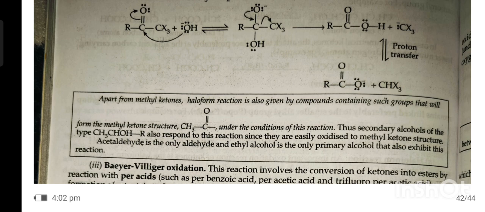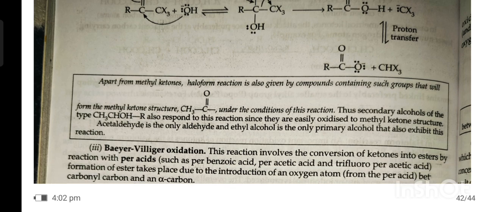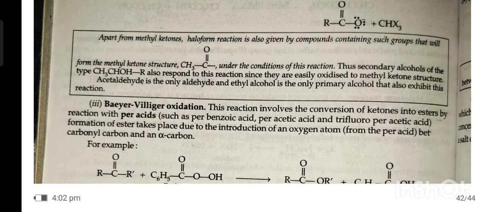Apart from methyl ketone, the haloform reaction is also given by compounds containing such a group that will form the methyl ketone structure. Under the condition of this reaction, secondary alcohols of the type CH3CH(OH)R are oxidized to methyl ketones. Ketones also respond to the reaction since they are easily oxidized to the methyl ketone structure. Acetaldehyde is the only aldehyde and ethyl alcohol is the only primary alcohol that also exhibits this reaction.